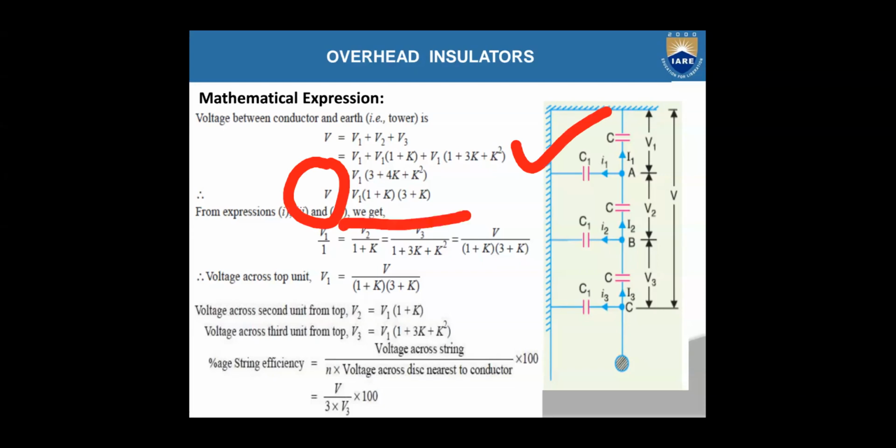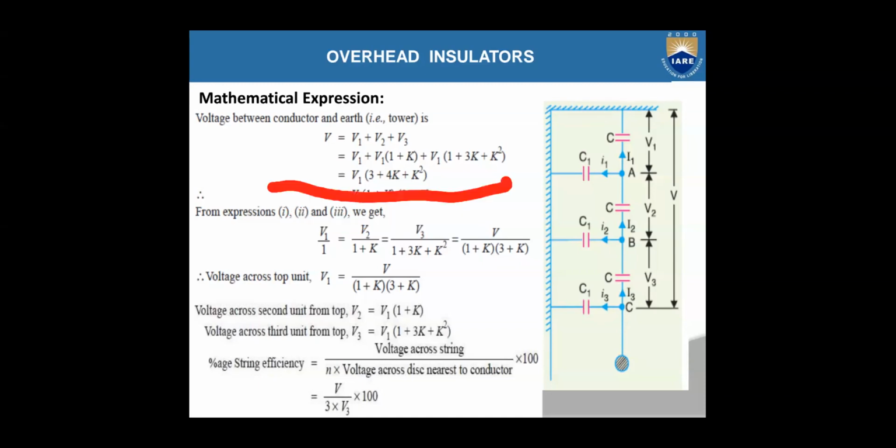So that is V1 into (1 plus k) into (3 plus k) that you will get finally. From the first, you will get V1 into (3 plus 4k plus k square). Now if you write the factors, the final equation is V is equal to V1 into (1 plus k) into (3 plus k). So this is related to this third equation.